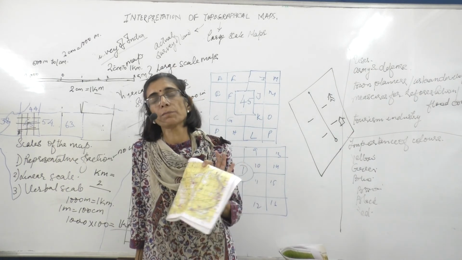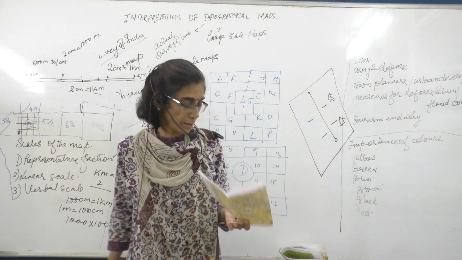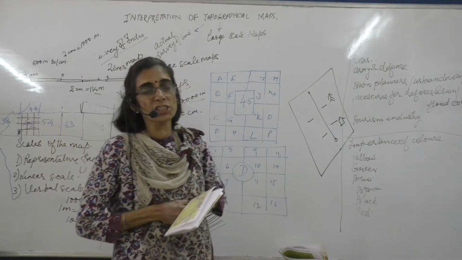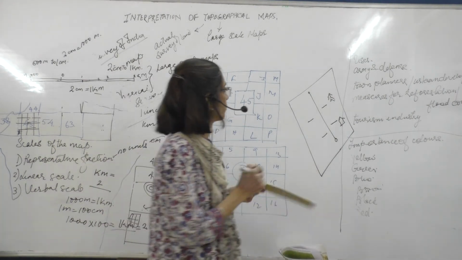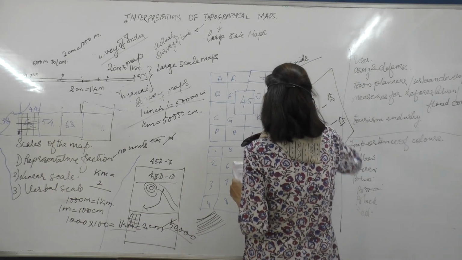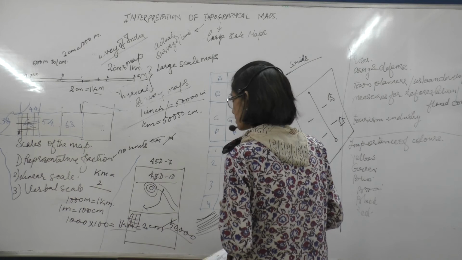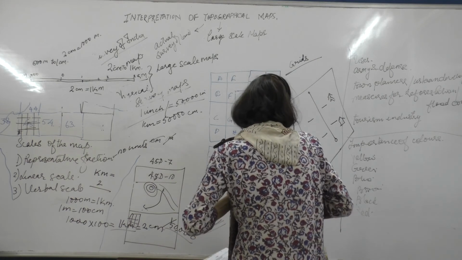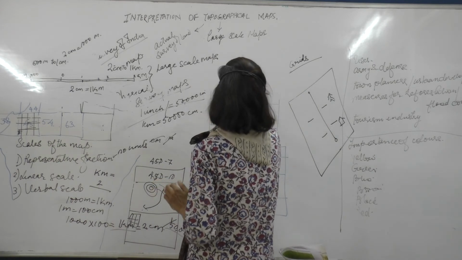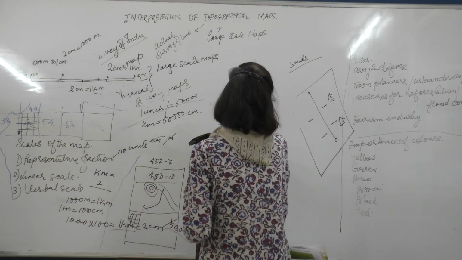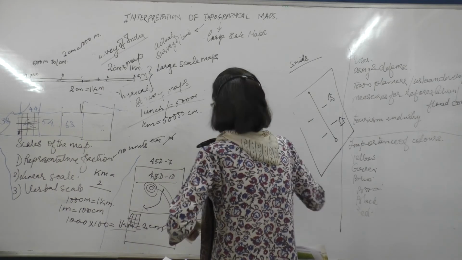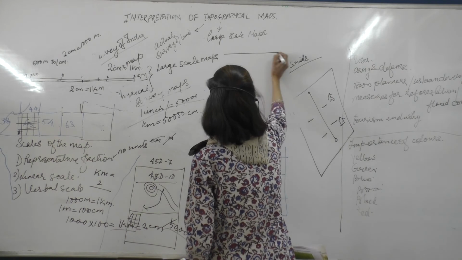Okay, we'll just begin with the introduction part. That is, topographical maps are generally interpreted with the help of grids. So how do we go about doing it with the help of grids? You need to understand that. Look at the topographical map. If you look at a topographical map, it's given to you in this manner.